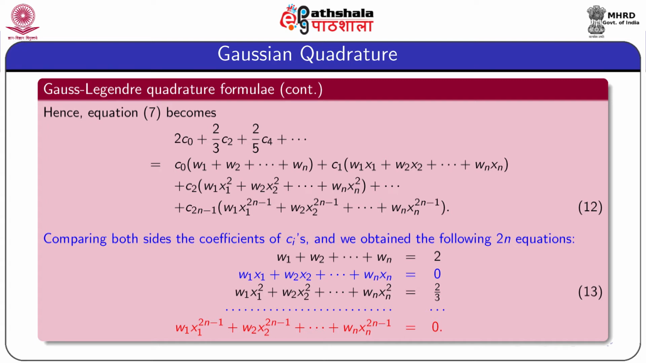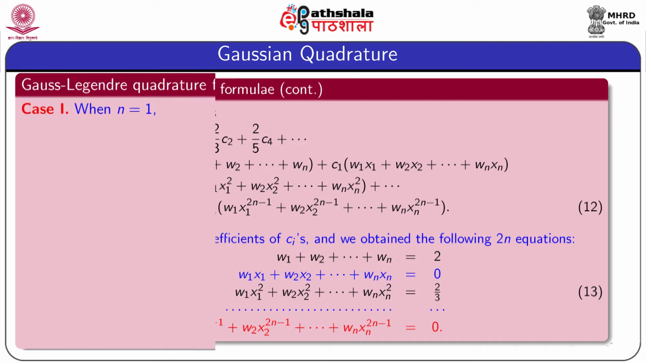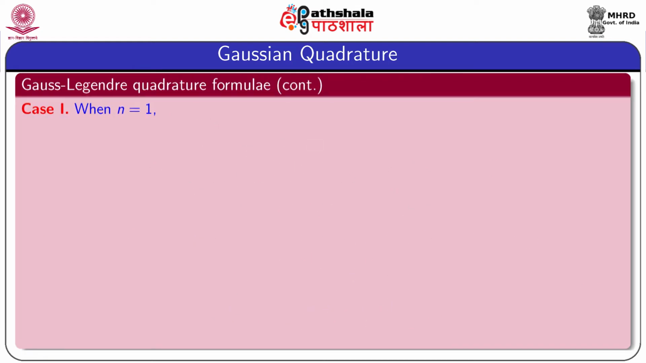That means equation 13 is a system of highly nonlinear equations containing 2n unknowns. n unknowns are w1 to wn and another n unknowns are x1 to xn, and the number of equations is also 2n. So, solving this, we can determine the values of all w's and all x's. After computing all x and all w, we can find the Gauss-Legendre quadrature formula, but it is very difficult to find the general solution of equation 13 for general values of n. So, for this reason, we consider particular values of n.